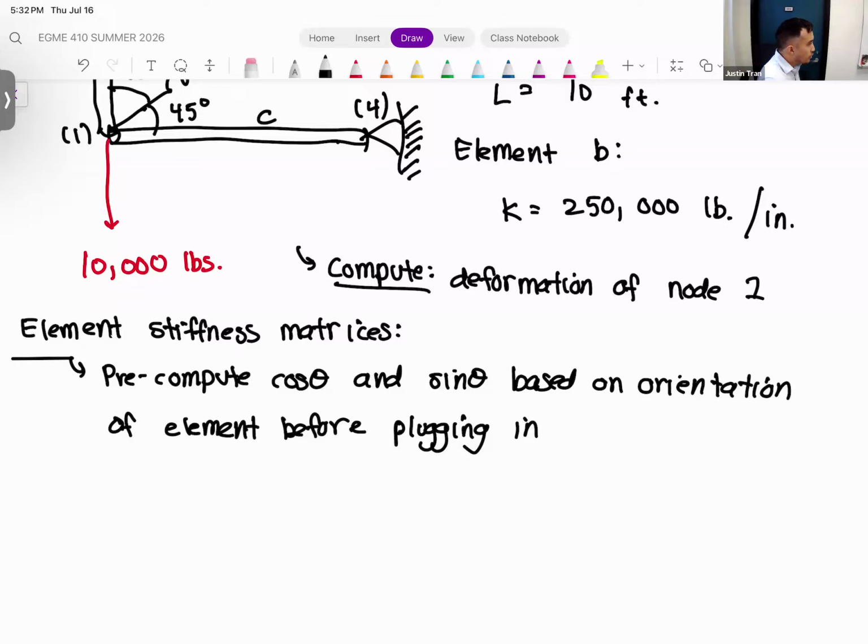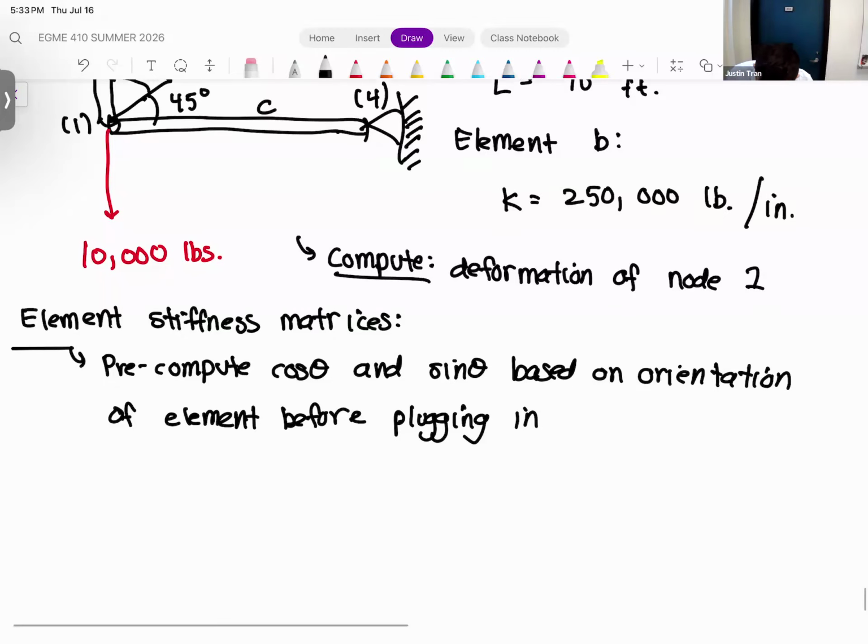Not that it's particularly challenging if you don't pre-compute. I will say that for these problems, I'm not going to give you an exotic angle, like 63 degrees or 67 degrees. I'm always going to give you something that's either 0 degrees, 90 degrees, or 45 degrees. Occasionally, I'll give you something like 30 degrees or 60 degrees, just because those are also pretty standard. But it still helps to pre-compute these beforehand, just so that you know what to plug in. So let's go to element A first.